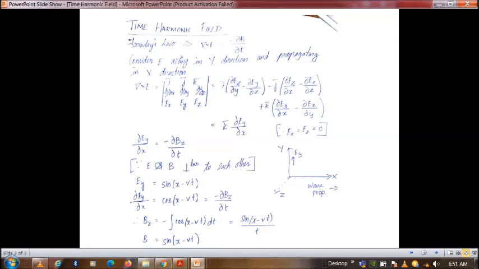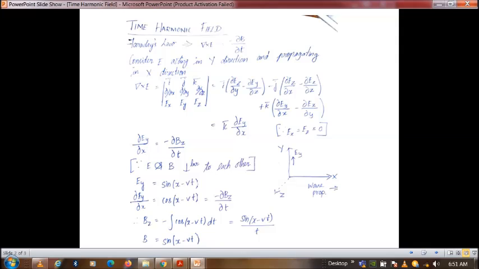In time harmonic field, first we have to consider Faraday's law, from which Maxwell's second equation has been derived. By Faraday's law, the varying electric field induces magnetic flux, and this magnetic flux is directly proportional to the EMF induced. This has been given in Maxwell's equation as del cross E is equal to minus dou B by dou t.